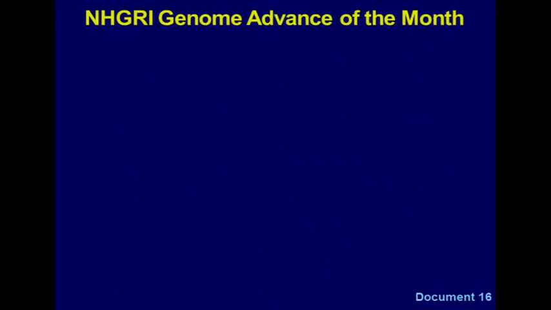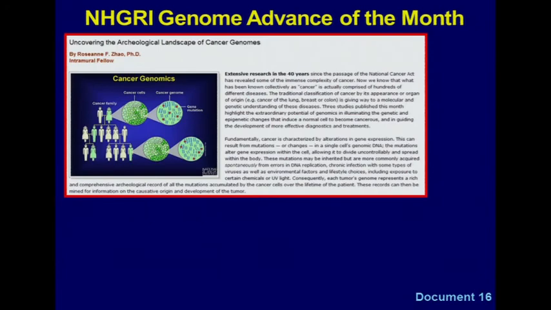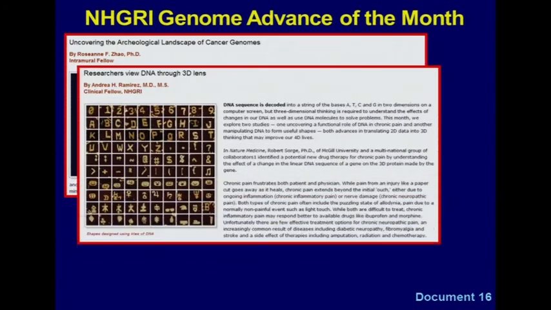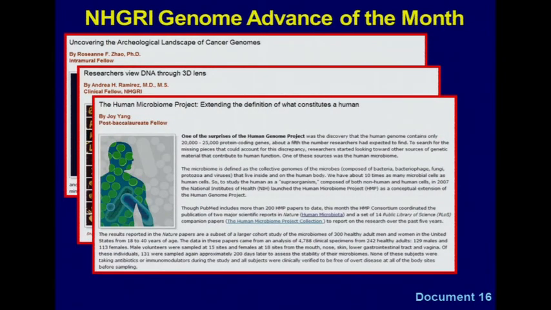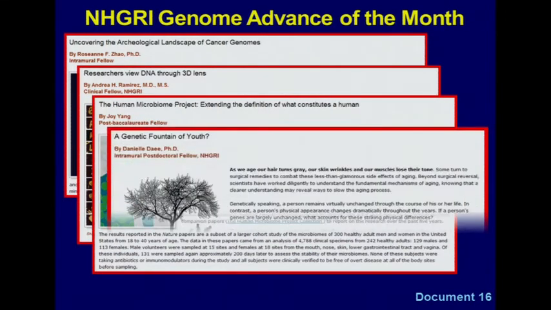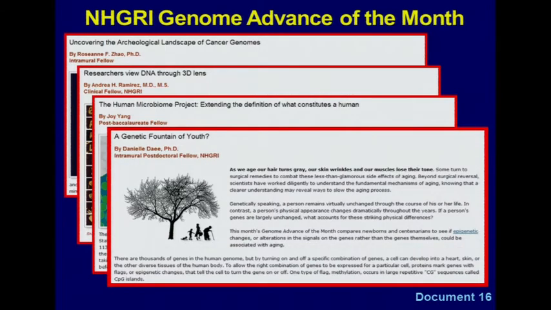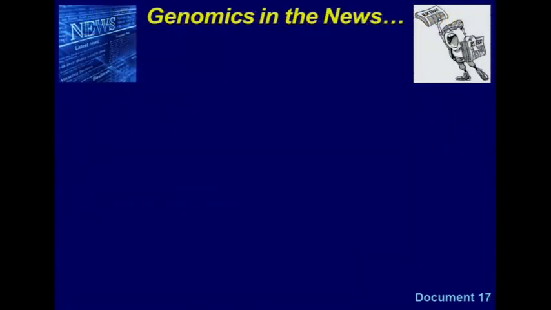NHGRI continues to feature a Genome Advance of the Month on our website, genome.gov. Publications that were featured since the last council meeting described research addressing genetic and epigenetic changes in cancer cells, manipulation of DNA to form useful shapes, results of the Human Microbiome Project, and the genomics of aging. And as always, genomics was featured in many news stories over the past 4 months.